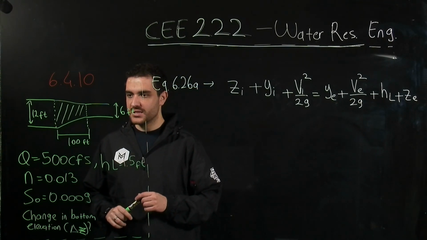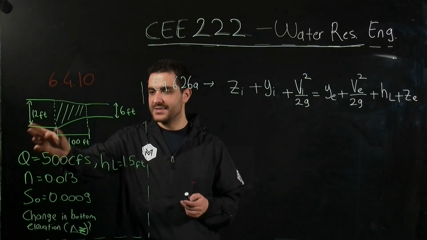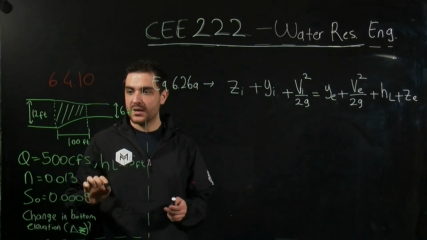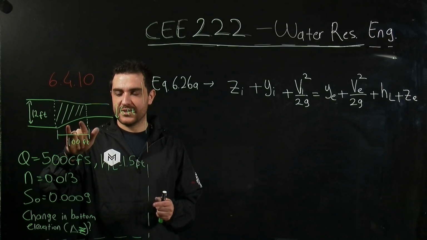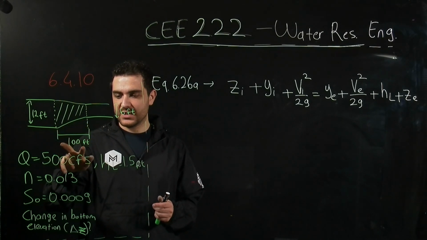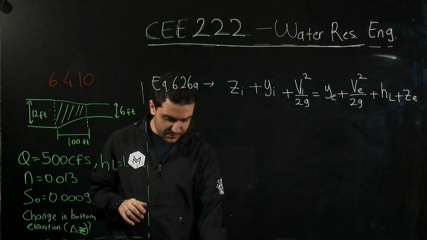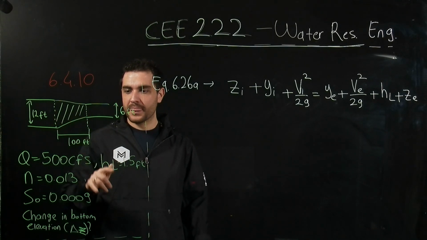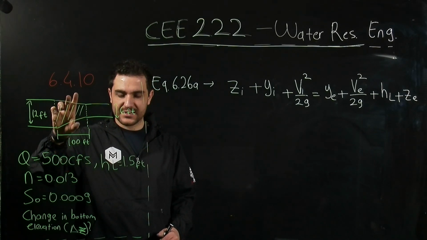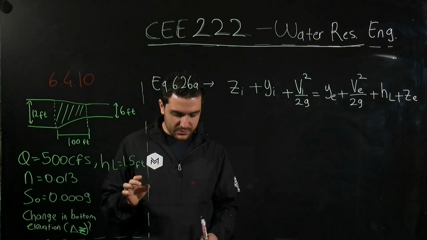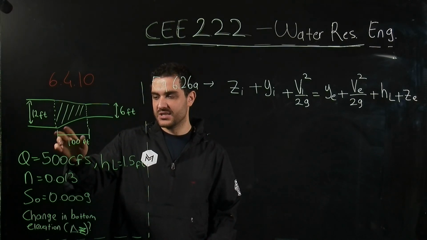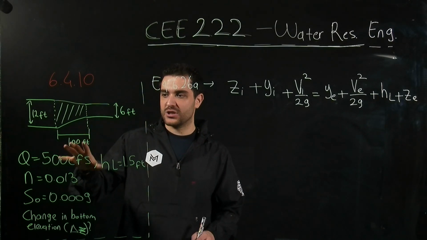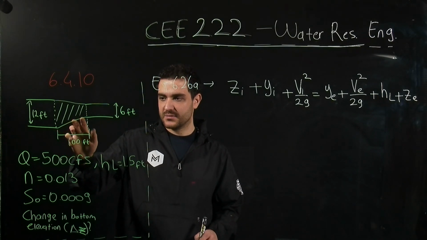In this question, we have two channels with widths of 13 feet and 6 feet. In the middle of these channels, we have a transition channel 100 feet long. Basically, this transition channel is connecting the two channels, so in this transition channel we need to determine the change in bottom elevation, and we are going to determine the water surface profile.